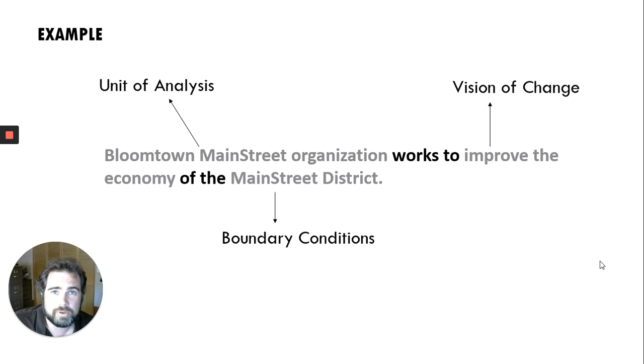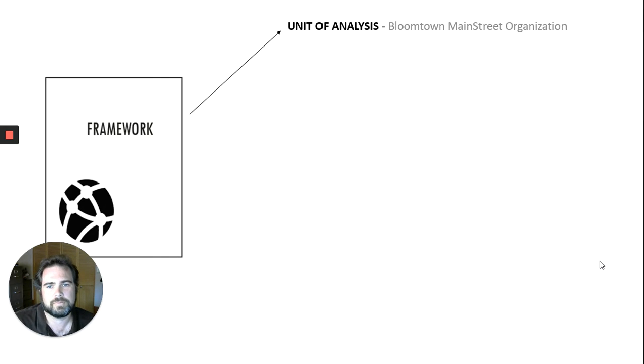So looking at our previous example, here is the statement of purpose. The Bloomtown Main Street organization works to improve the economy of the Main Street district. Here, the Bloomtown Main Street organization is the unit of analysis, and the Main Street district is the boundary condition. So for the framework block, we will look closely at the Bloomtown Main Street organization. We've determined that it is an objective unit.